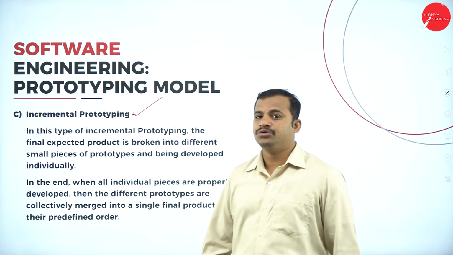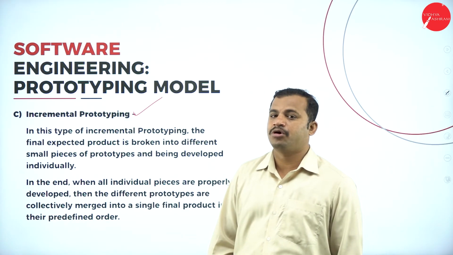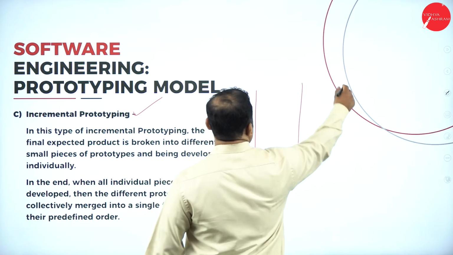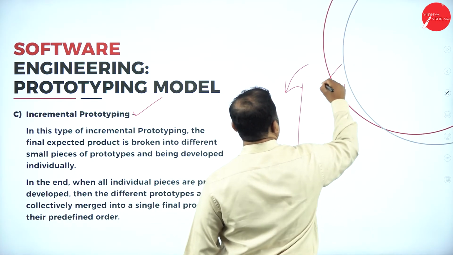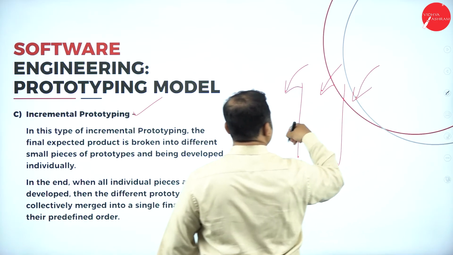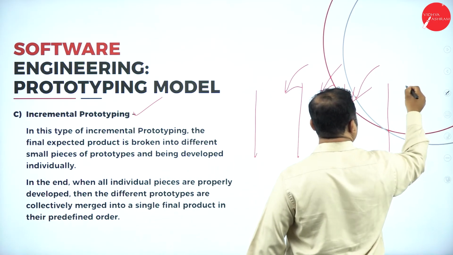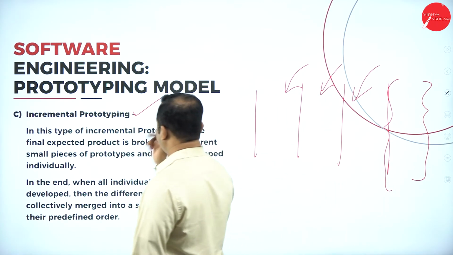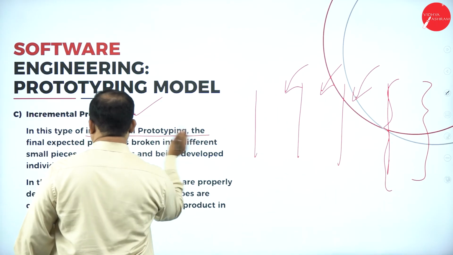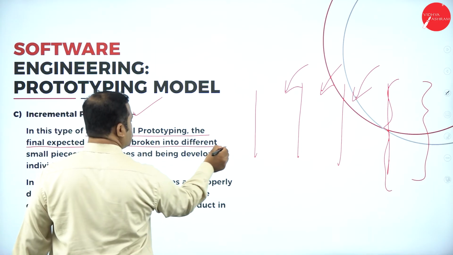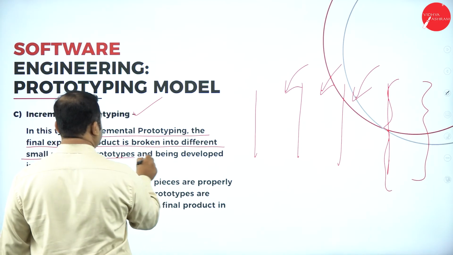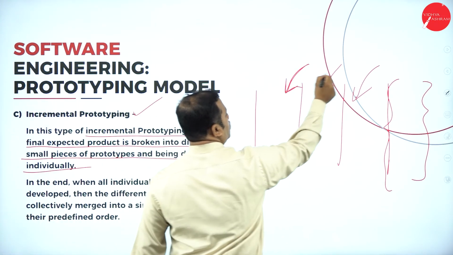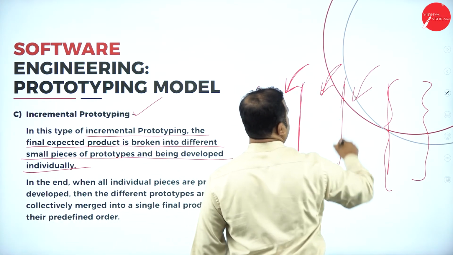As I have already told you, in the incremental SDLC model, that is the software development life cycle, in every iteration new features are added to it, so that ultimately the final version would be the one which is actually required by the client. In the same manner, in incremental prototyping, the final expected product is broken into different small pieces of prototypes and developed individually. That is, it is broken down into different models and versions.